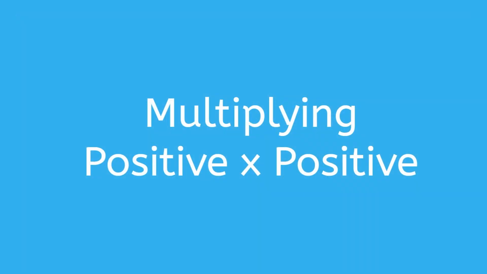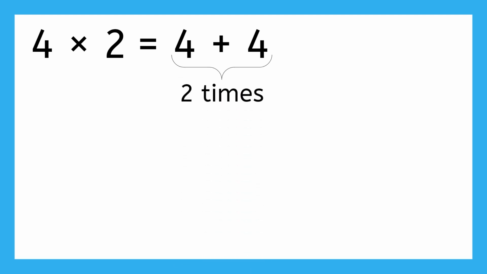Let's start with something we know. We'll find the product of a positive number and another positive number. Let's say we have 4 times 2. Now, what is this really saying? Remember that multiplication is just a shortcut for repeated addition. What we're really saying is 4 added together 2 times. So we have 4 plus 4. How many times are we adding the number 4 together? 2 times. And 2 4s give us the answer positive 8.